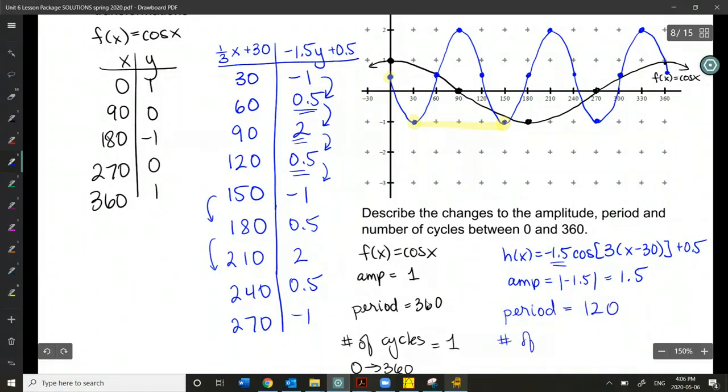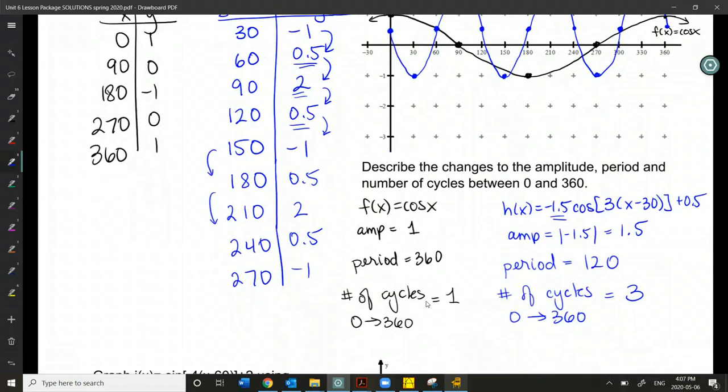Okay, and the number of cycles between 0 and 360, if we look at this on our graph, we can actually see that there are 3 full cycles that fit between 0 and 360 now that we've filled the whole graph. Or I can simply look at my k value. My k value is 3, and as I said before, this tells me the number of cycles between 0 and 360. So now 3 cycles fit between 0 and 360.